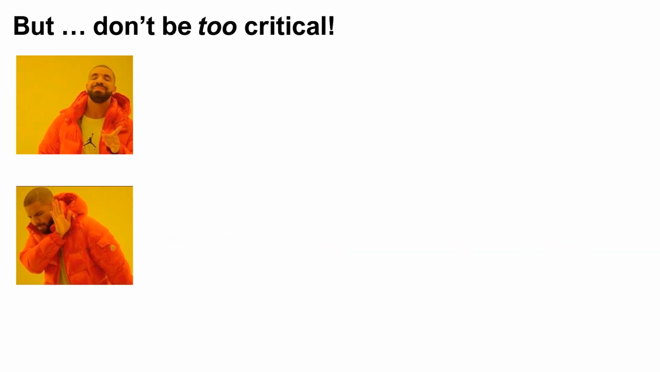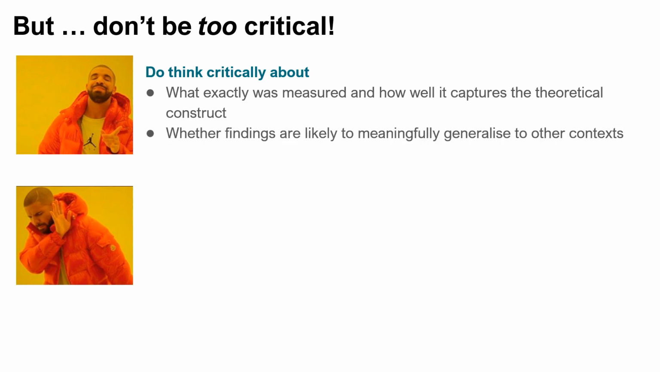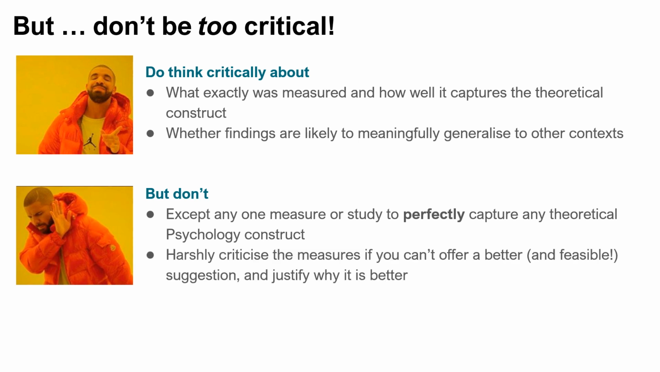So hopefully by now you've gotten some inspiration and some ideas about how to critically assess operationalizations in different research papers that you come across. But it's easy to take all this and apply it and be too critical. So while I do encourage you to think critically about what exactly was measured and how well this measure captures the theoretical construct, and whether findings are likely to meaningfully generalize to other contexts, try not to expect any one measure or any one study to perfectly capture any theoretical construct in psychology.